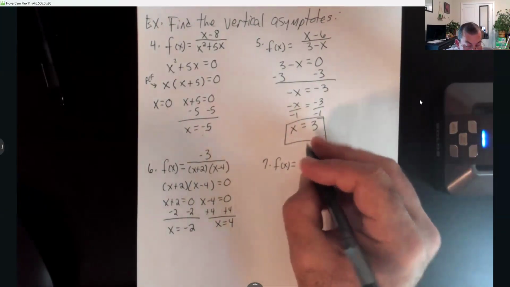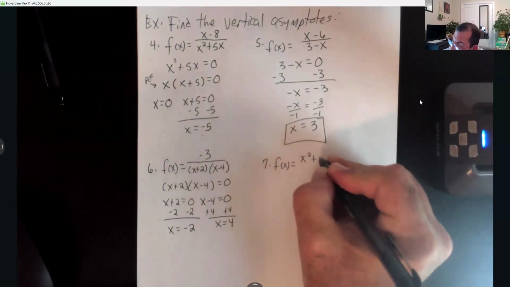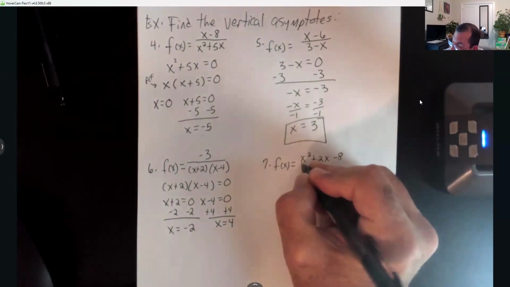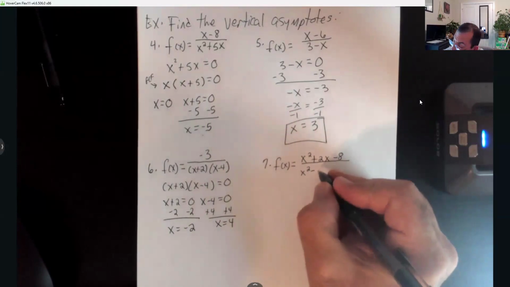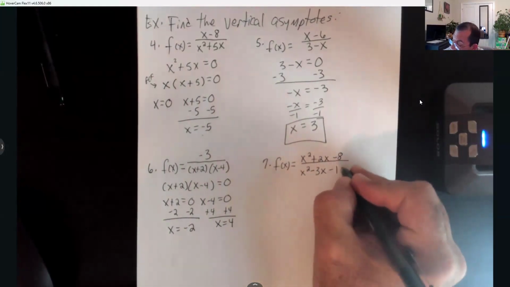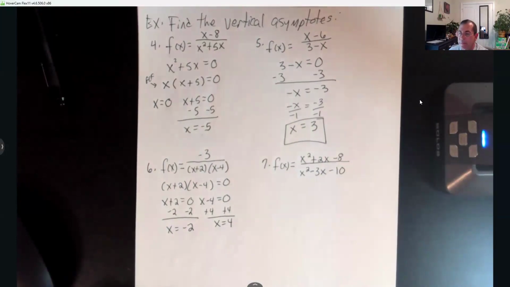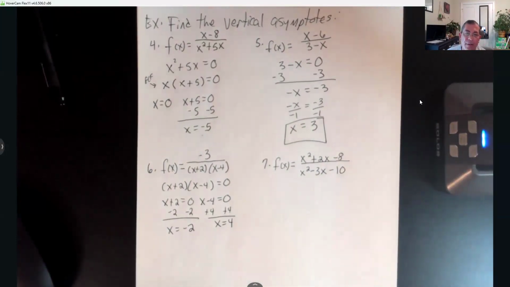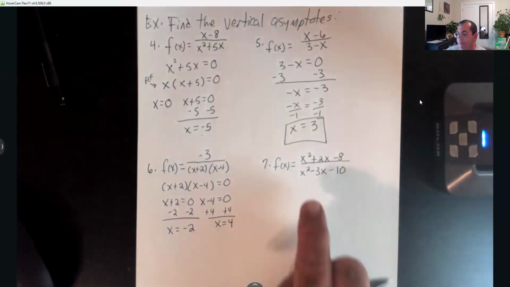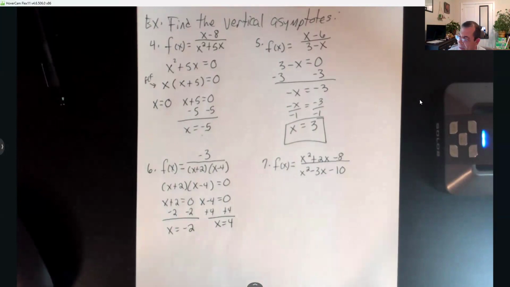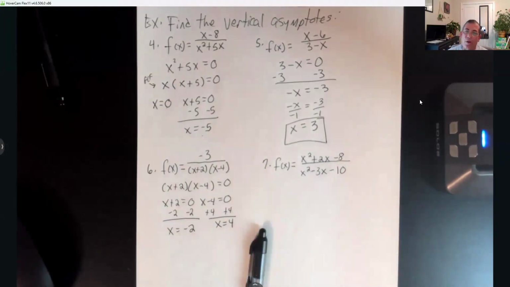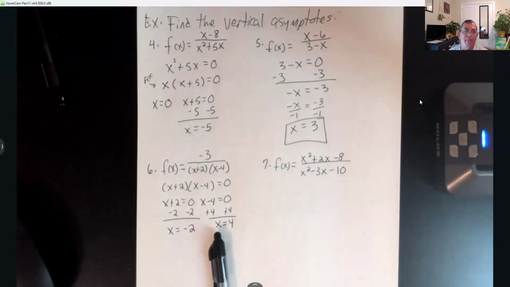until we get to the horizontal, x squared plus 2x minus 8 over x squared minus 3x minus 10. So y'all, listen here. I'm going to give y'all a few minutes and see if y'all can find me the 2 vertical asymptotes for number 7, okay? So this will be on y'all. So y'all got to give me 2 asymptotes, okay? I just want to see how y'all's factoring is.